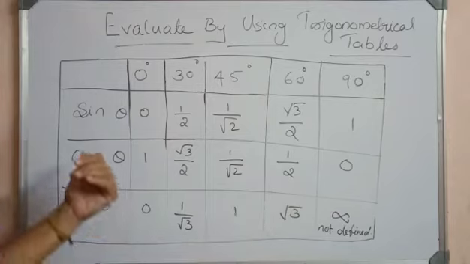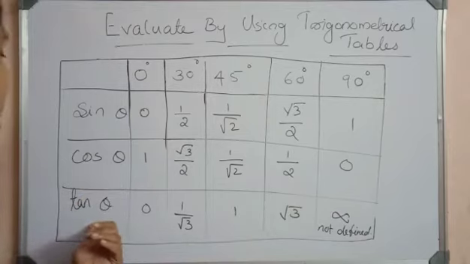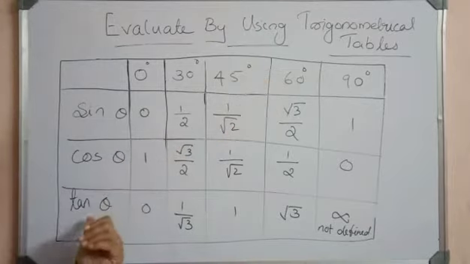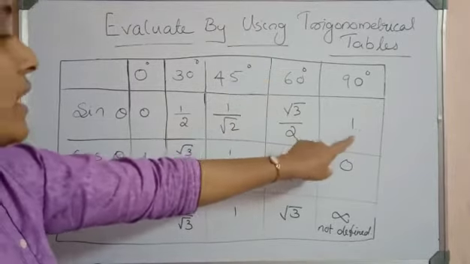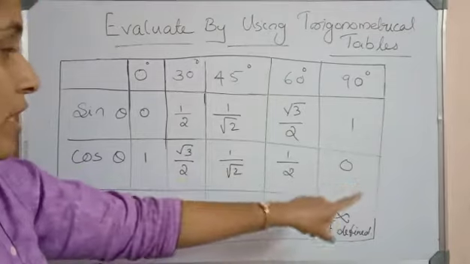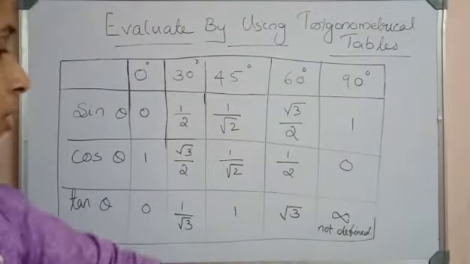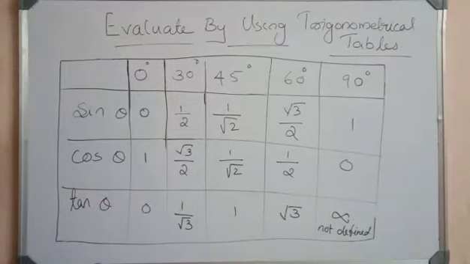Since we know the quotient relation, tan theta is sin theta by cos theta, when you are finding the value of tan 90, this will be 1 divided by 0, and 1 divided by 0 is not defined. Therefore, tan 90 is infinity, or we can say that it is not defined.